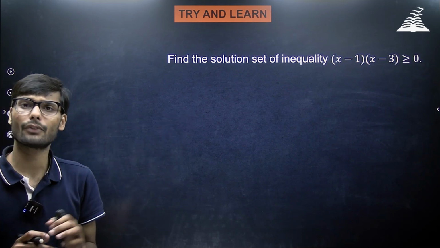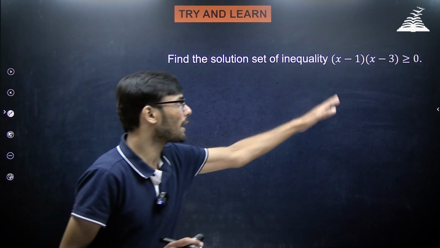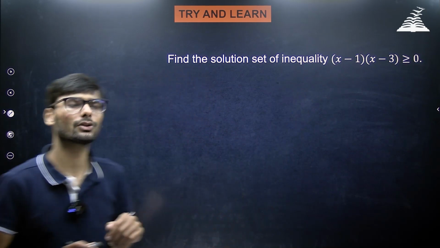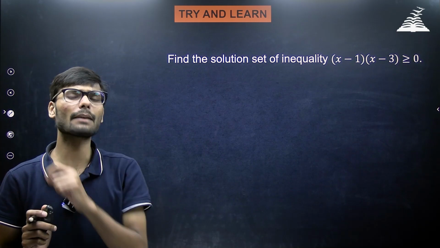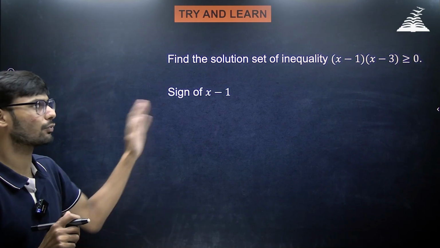Let's take a look at another question. Let us say we are dealing with a 2-degree expression. x minus 1 into x minus 3 is greater than or equals to 0. How do we solve it? This time I'm going to plot the sign of x minus 1 first.